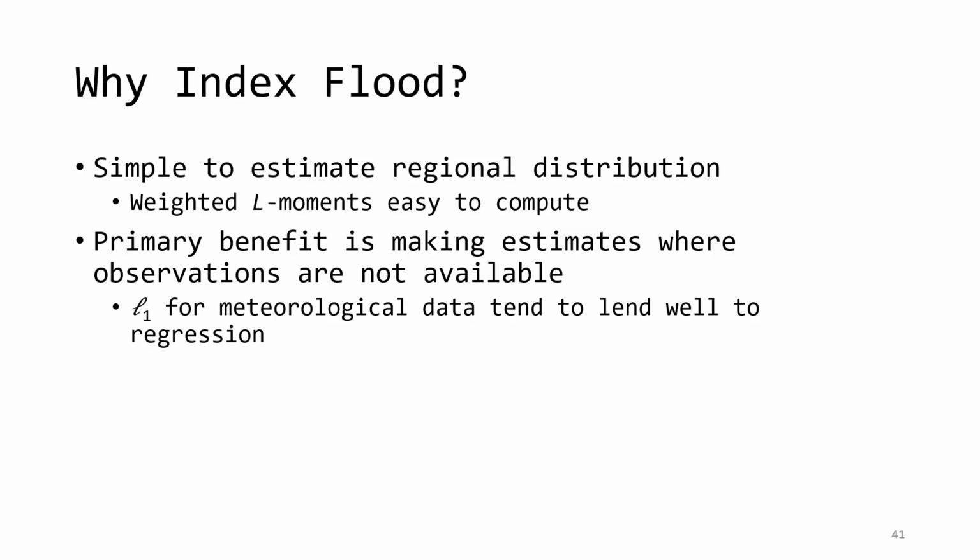Second, the index flood method can be used to make frequency estimates where there are not sites. Two properties are required in order to make estimates at ungauged locations. First, the location has to be assigned to the appropriate region, and second, the index flood needs to be able to be estimated there. Luckily, the index flood from meteorological data, such as annual maximum precipitation, tends to be predicted well using linear regression based on climatological factors, which can be drawn as a continuous map.